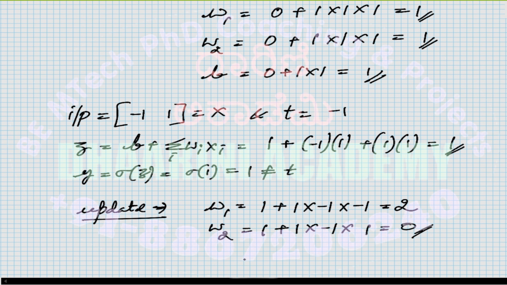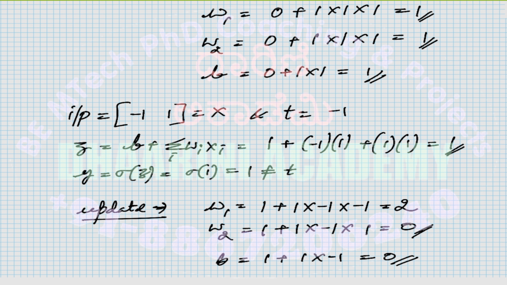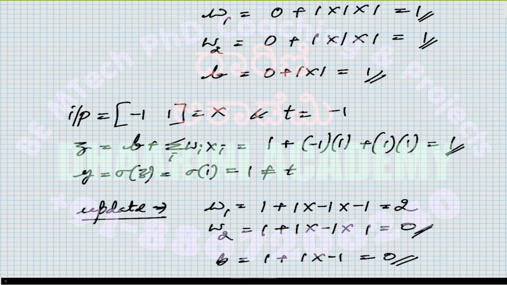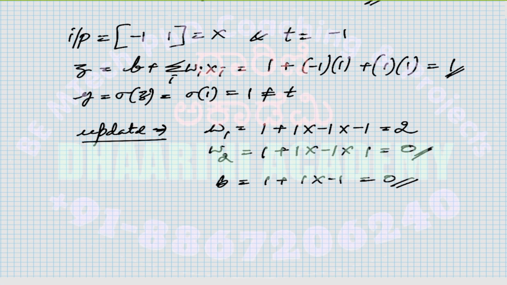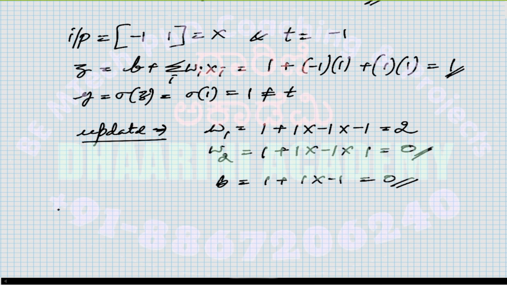Then I have to update my bias, right? Old bias plus 1 is the alpha into target is -1. This becomes equal to 0. All right. Okay, once we do this, we have updated the values. So this means I can give the next input. So give the third input.